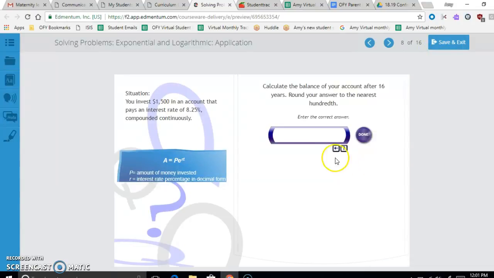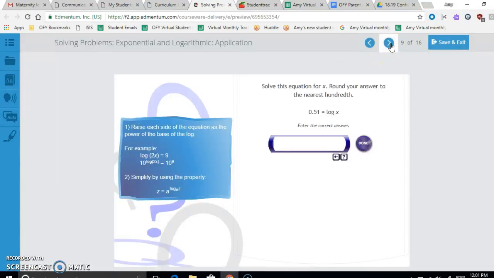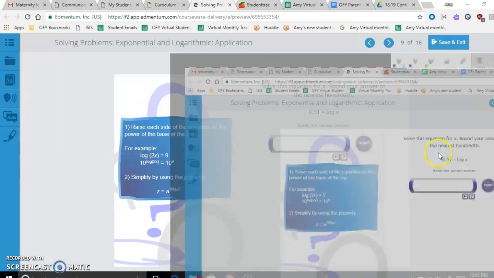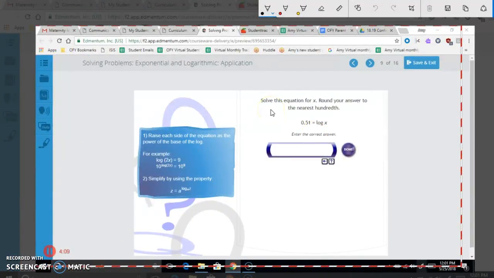That's going to be the same thing as before. Solve the equation for x. It says raise each side of the equation as the power of the base of the log. Okay. So log 2x equals 9. We're going to now have 10 to the power of, in this case, log x equals 10 to the power of 0.51. Simplify.